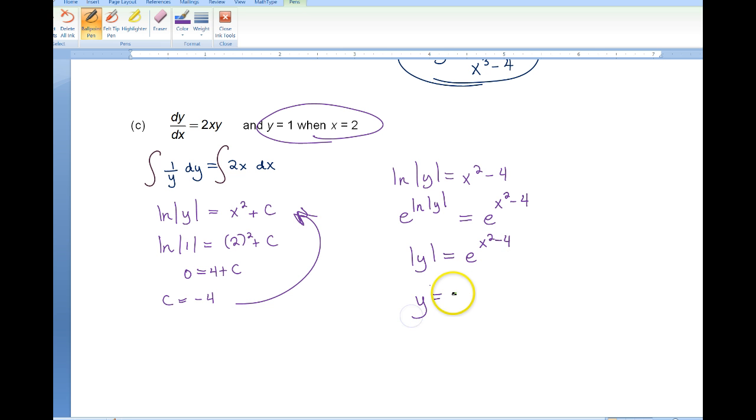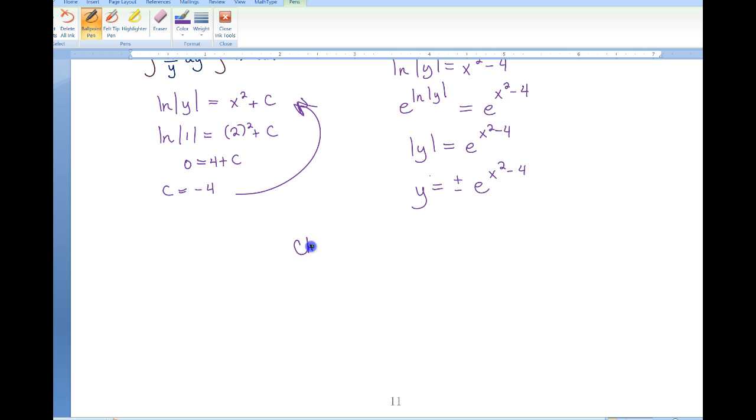That means y could be equal to positive or negative e to the x squared minus 4. So when we work with logarithms, there's a reason why, when you have the absolute value of y, that means you could have a positive or a negative on the right side. So plugging back in our initial condition, when x equals 2, y equals 1, are we going to get a positive or negative here? Let's check.